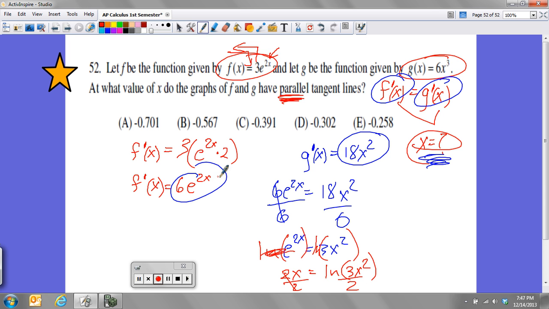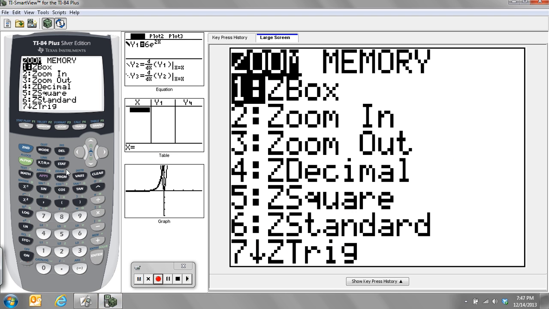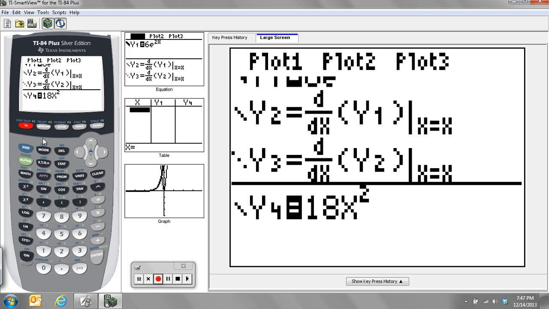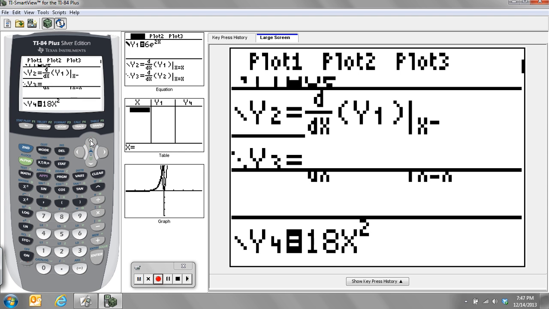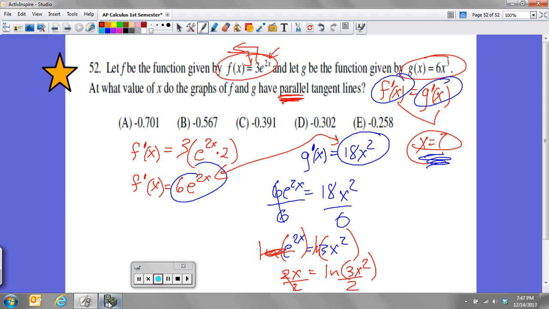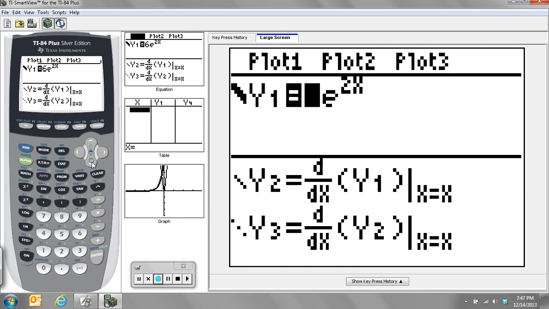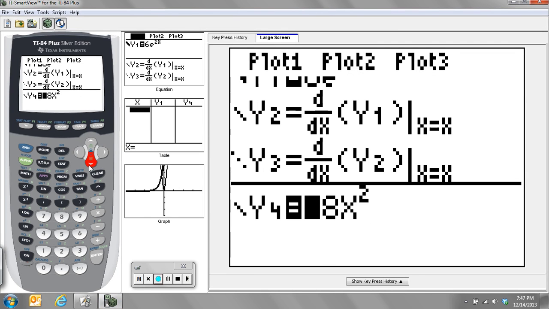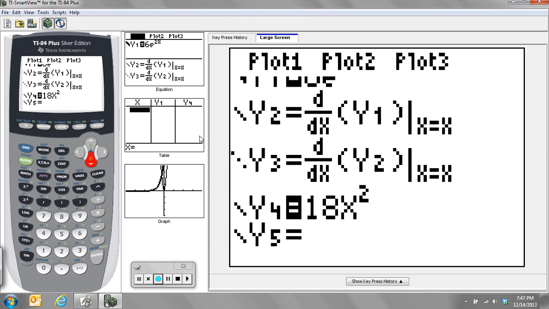So this is when I identify it's a calculator problem, and I'm going to straight up put these in the calculator and solve for the intersection. So let's first put in y1. We're going to put 6e to the 2x. Okay, so 6e to the 2x is in y1. And then y4 actually is going to be 18x squared. Now y2 and y3 are off right now, so only y1 and y4 will graph.